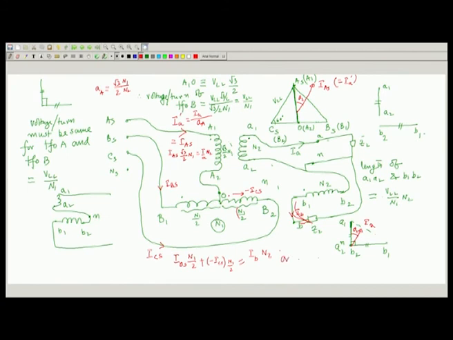this is equal to I B S minus I C S is equal to I B into n 2 by n 1, into 2, is it? This is crucial. This is the thing we get.